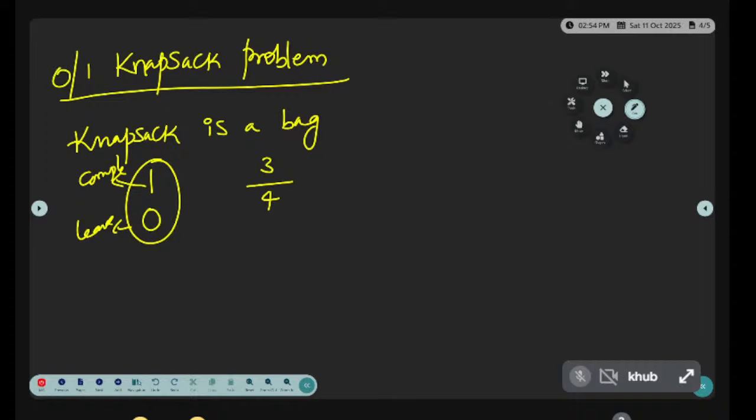That is the criteria. So we'll do one problem on this. First of all, keep sliding: knapsack problem. Write down here: a knapsack is a bag with capacity defined as M.